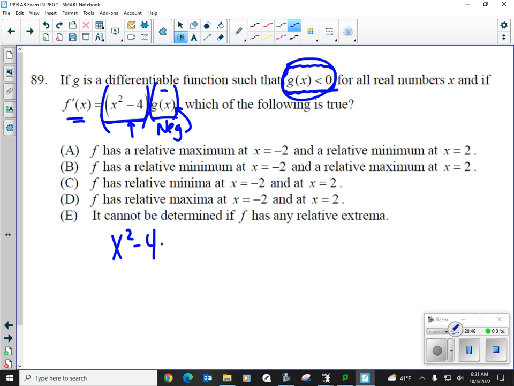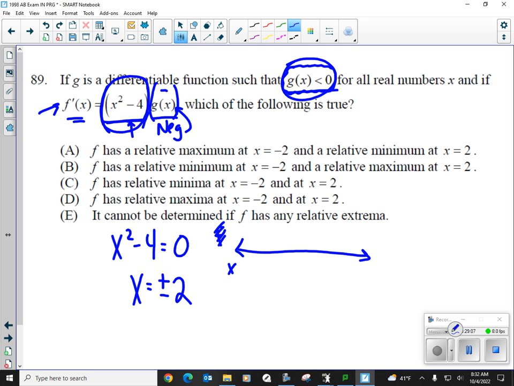X squared minus 4. Let's find our critical values. This is the first derivative. This happens when x is plus or minus 2. That's the only place where that's 0. So I'm going to go here. Here's the first derivative. Well, really, it's just this part of the first derivative, okay? It's not the whole first derivative. My x value at -2 and at +2 is 0.